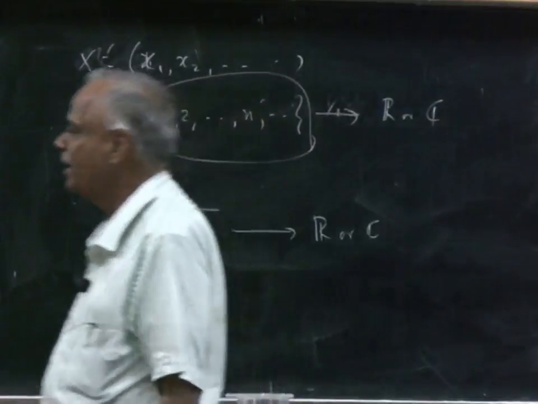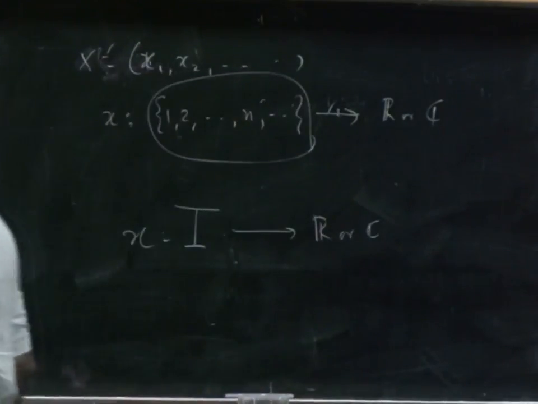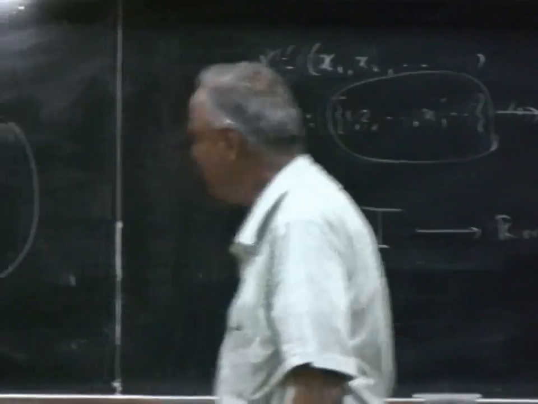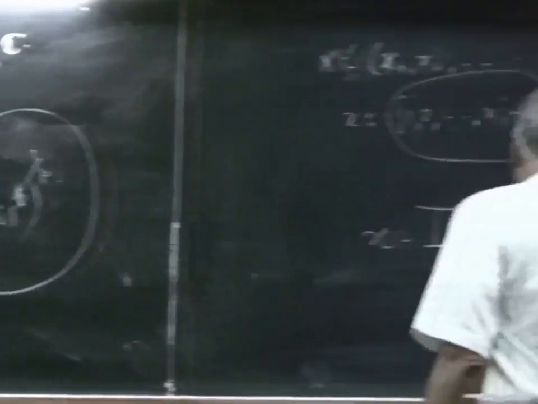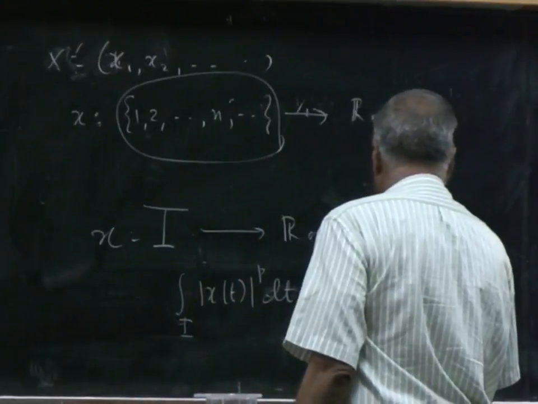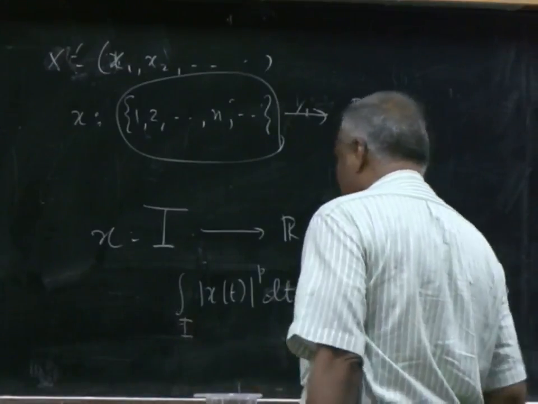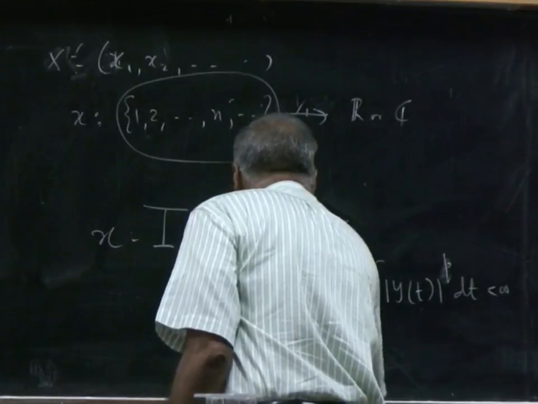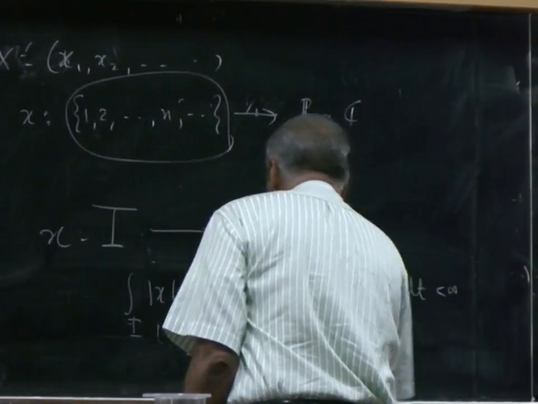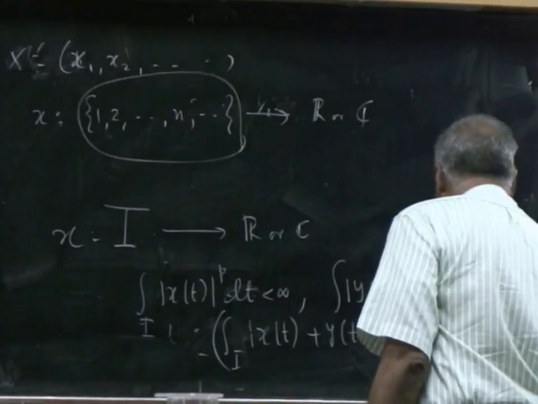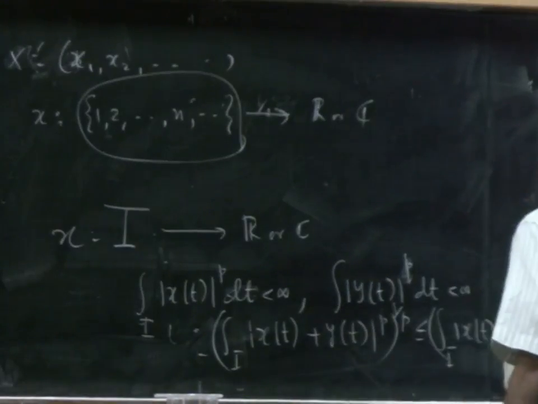and now can I ask something like Minkowski? What does the Minkowski say? If I have two such functions, what should that be replaced with? Integral over I of mod x(t) to the power of p is finite, and integral over I mod y(t) to the power of p is finite. I will just look at Minkowski. Then the question is whether integral over I mod x(t) plus y(t) to the power of p, to the power of 1 over p, is less than or equal to integral over I mod x(t) to the power of p dt, to the power of 1 over p, plus the y term. Okay.